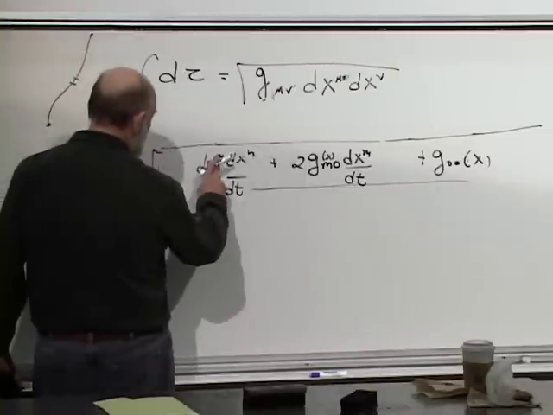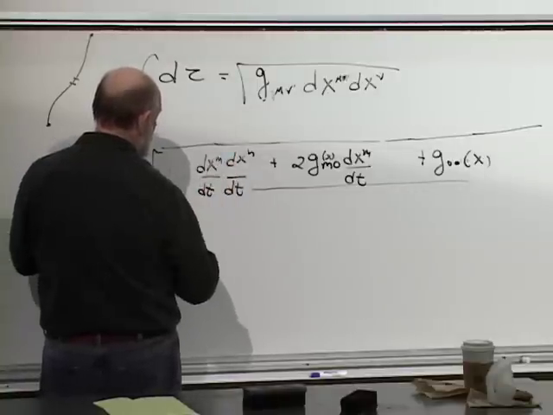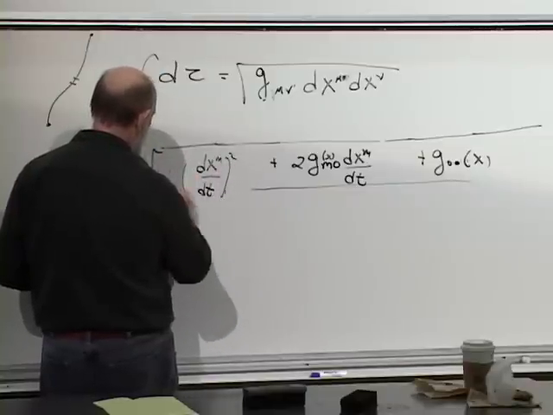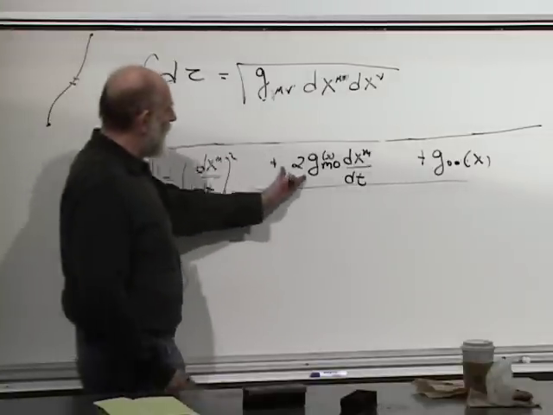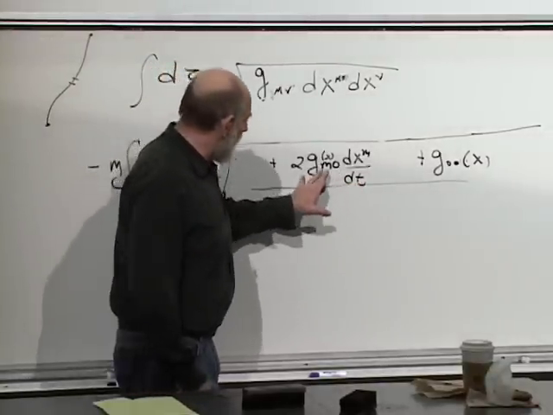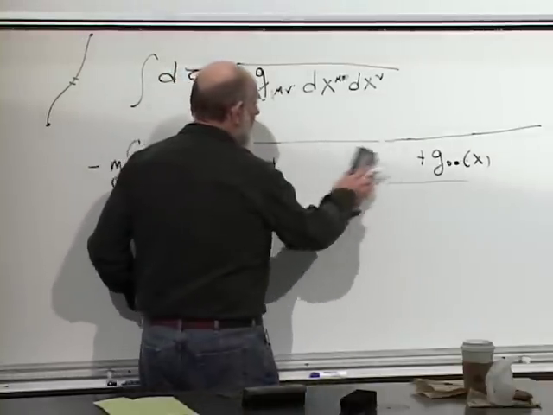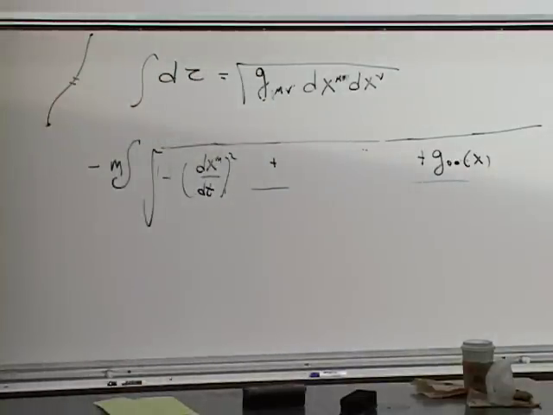All right, so this becomes essentially the dx m squared. I may have the sign wrong. We may need a minus sign. This one I'll take to be 0. In flat space time, G m naught is just 0. So let's forget this. And then we have G naught naught of x.